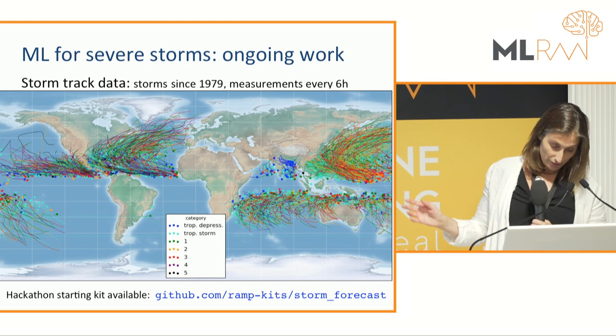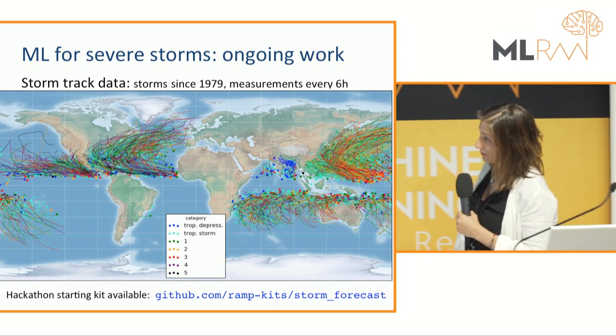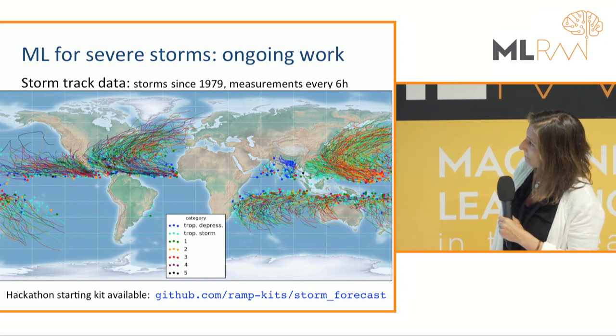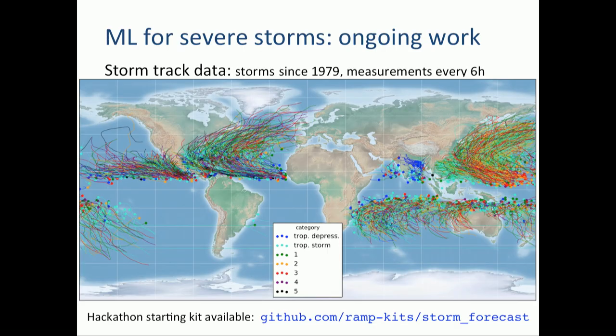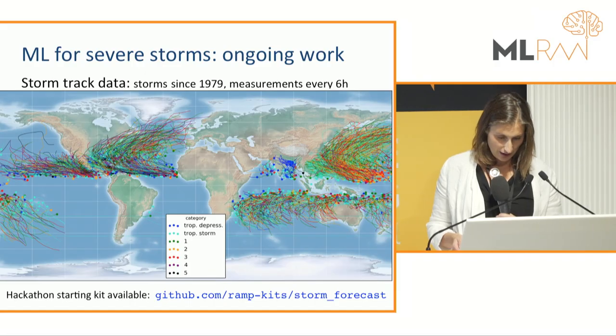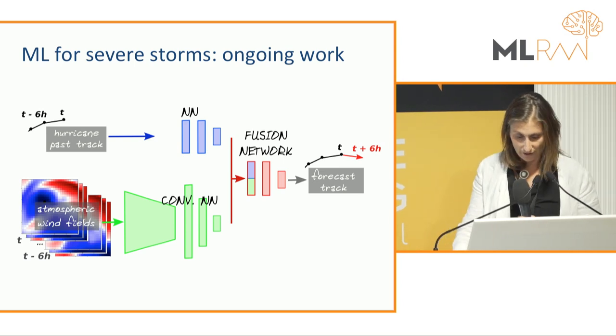So also a plug for Tuesday's hackathon. We have all these storm tracks, so it's measurements of location. There are a few other things like wind speed that are measured every 6 hours on storms since 1979, tropical depression or above. So it goes tropical depression, tropical storm, and these are the categories of extreme storms. It's either a hurricane or a cyclone or a typhoon, depending on where you live. That's just language.